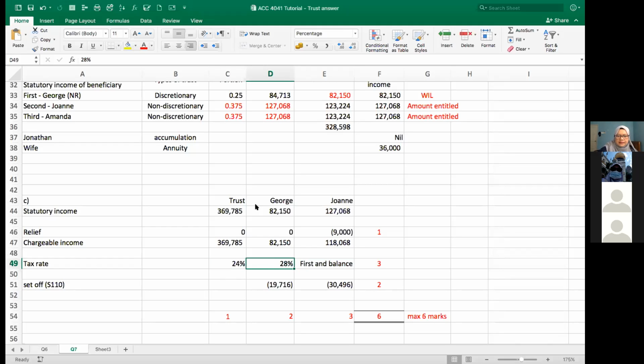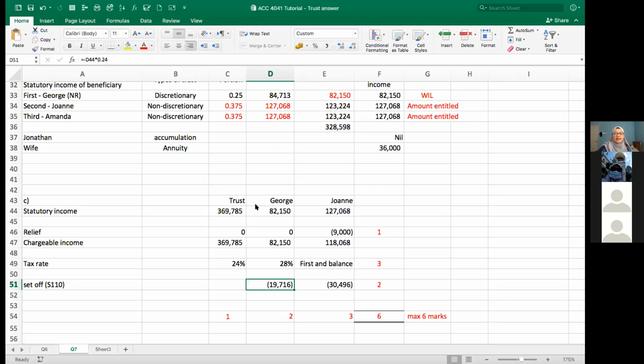Is that correct now? This one, right? Chargeable income is 127 minus 9,000. And for Joanne, the tax rate will be based on, I'm not sure, it could be the first 150, I don't remember, but you look into the table for a resident person. And remember there is a section 110 set off, because it starts at the trust level. So don't forget your set off 110.